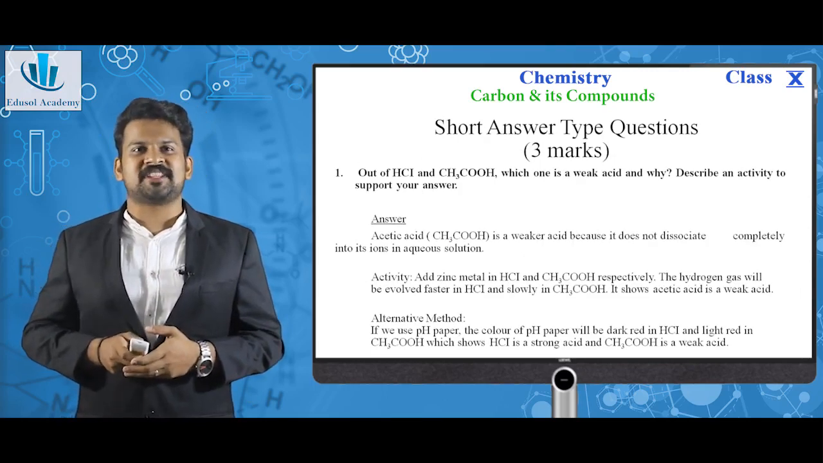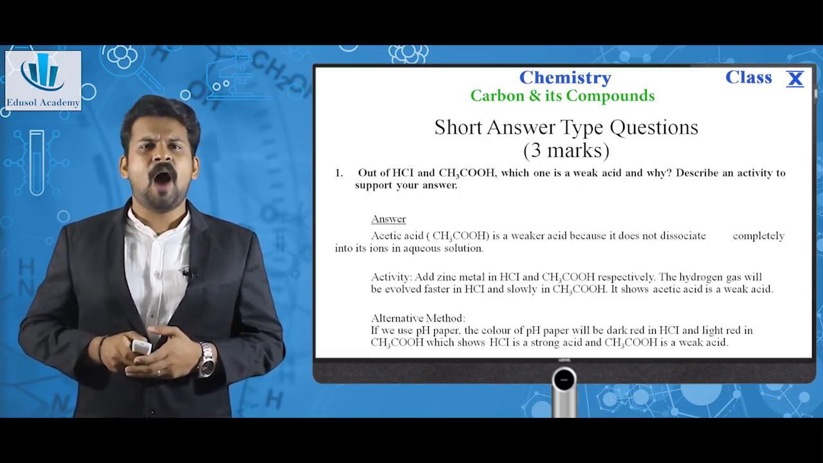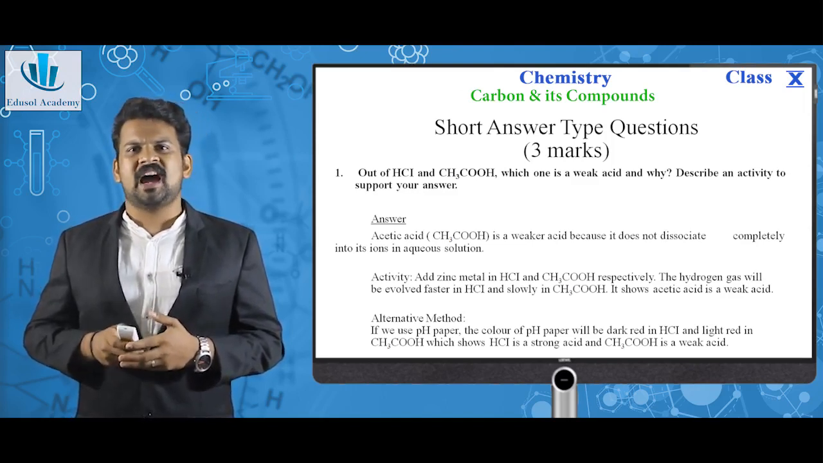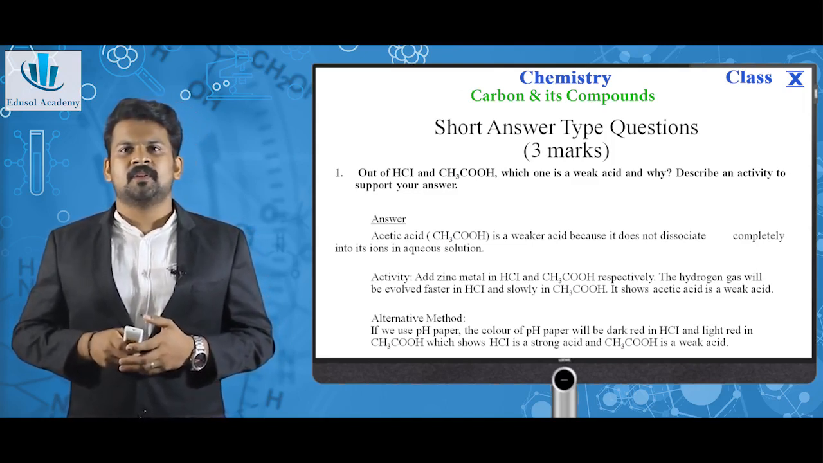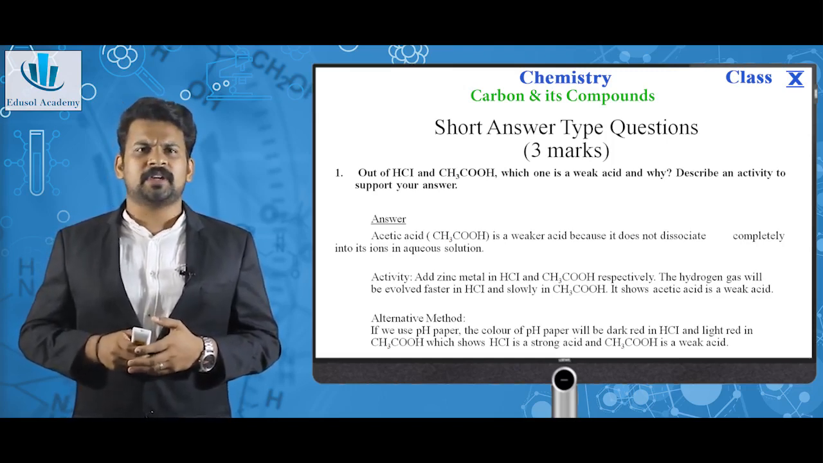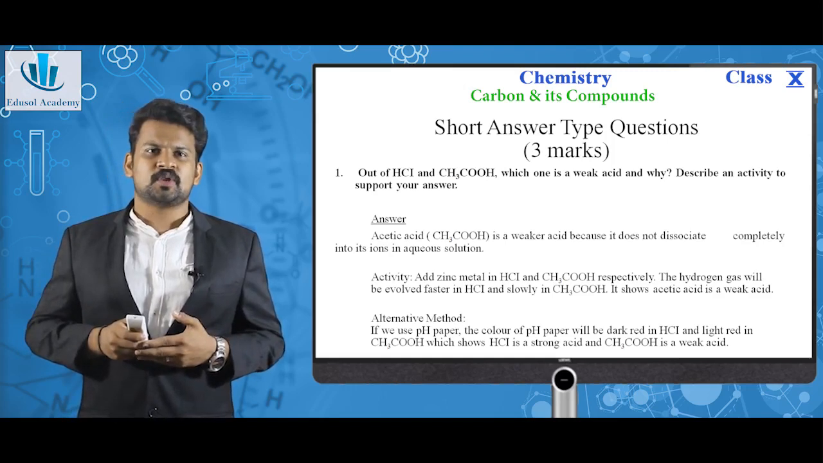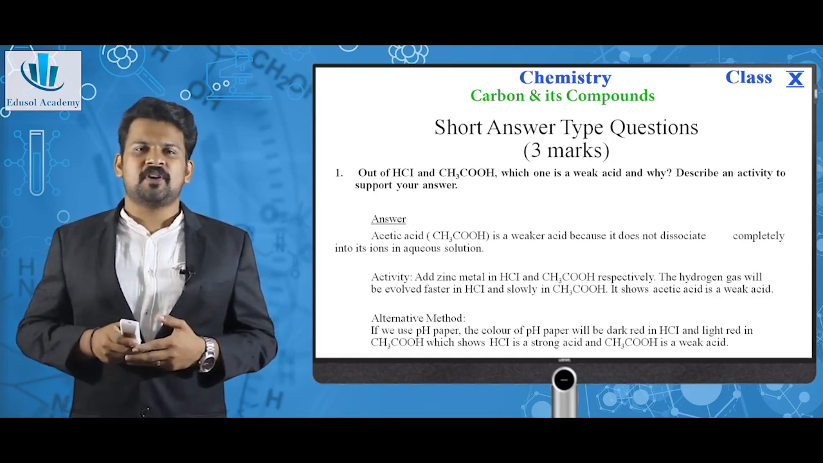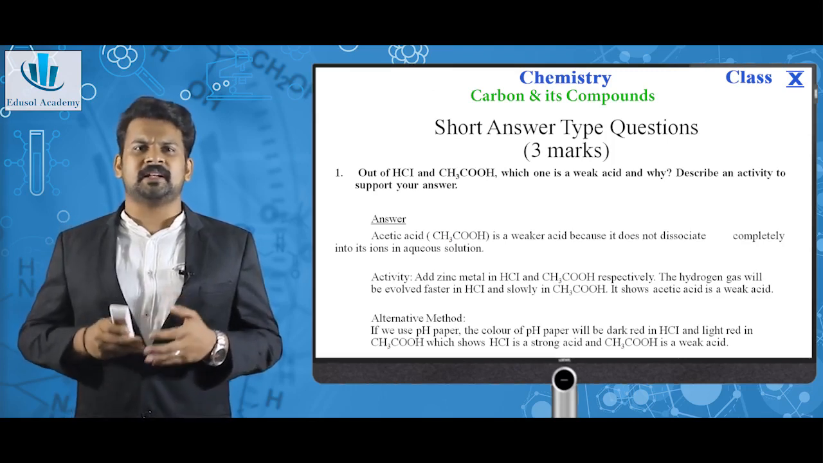Short answer type question, 3 marks. Out of HCl and CH3COOH, which one is weak acid and why? Describe on the basis of an activity to support your answer. As you all know, HCl is very strong. Similarly, CH3COOH, acetic acid, is weaker because it will not dissociate completely.